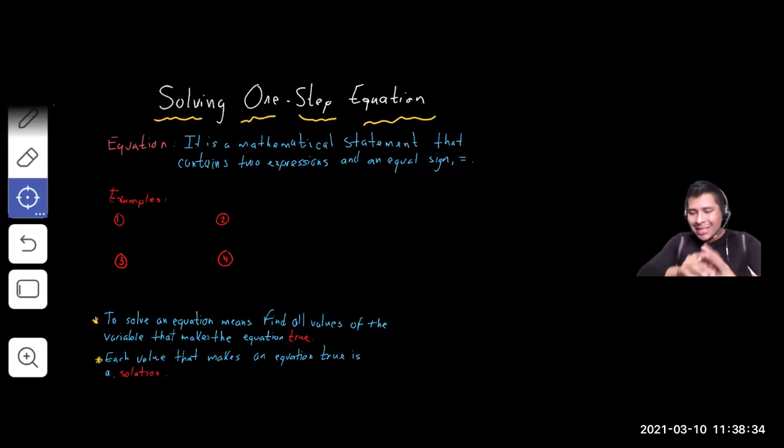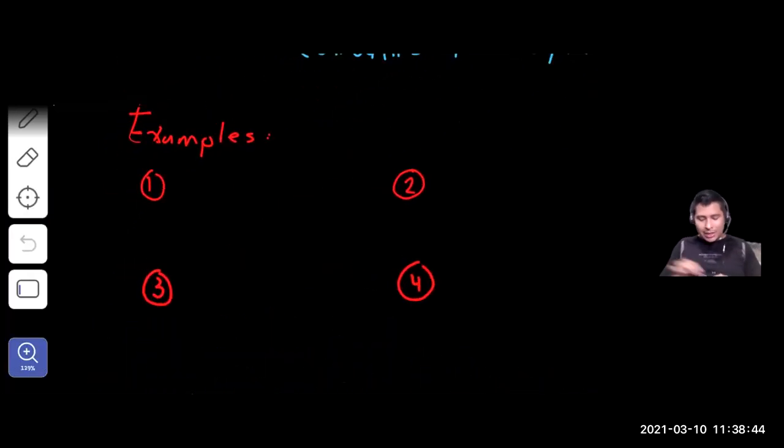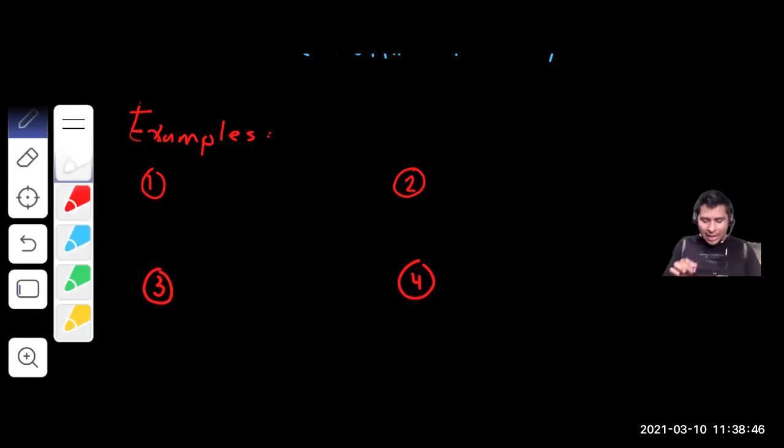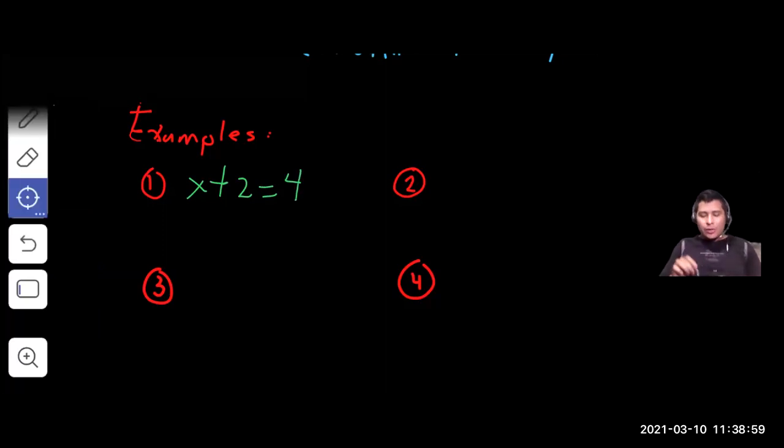It's a mathematical sentence that says that two expressions are equal. This equals this. But Mr., I don't understand that. Let's have a look at some examples. Let's say that you got something like x plus 2 equals 4. This is an example of an equation.